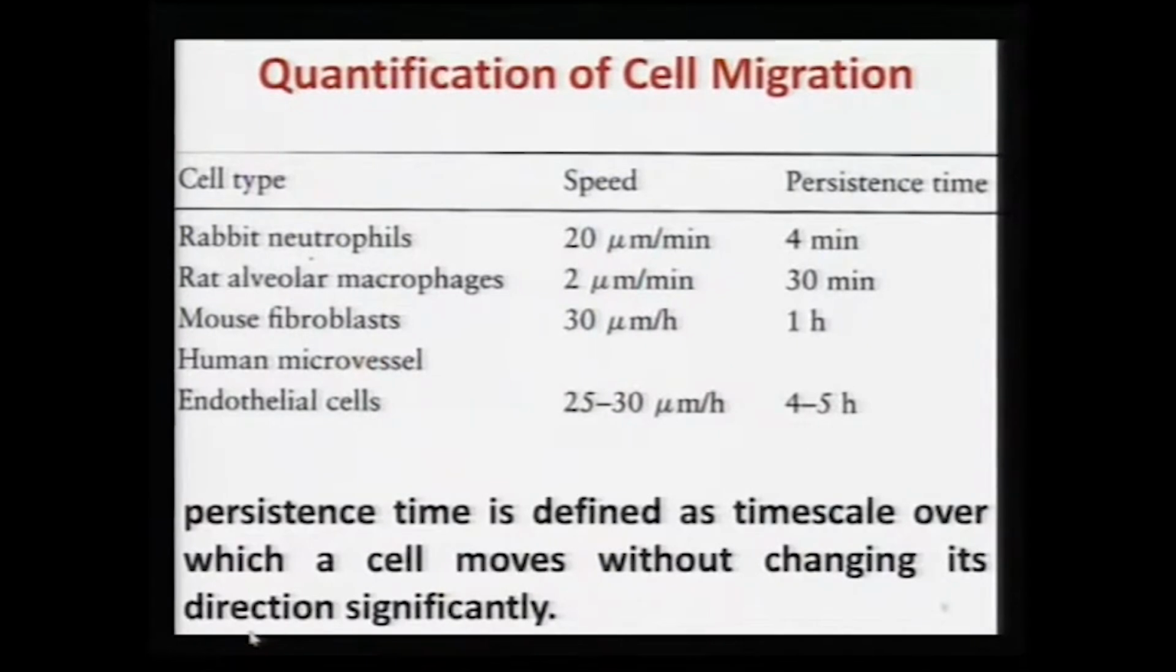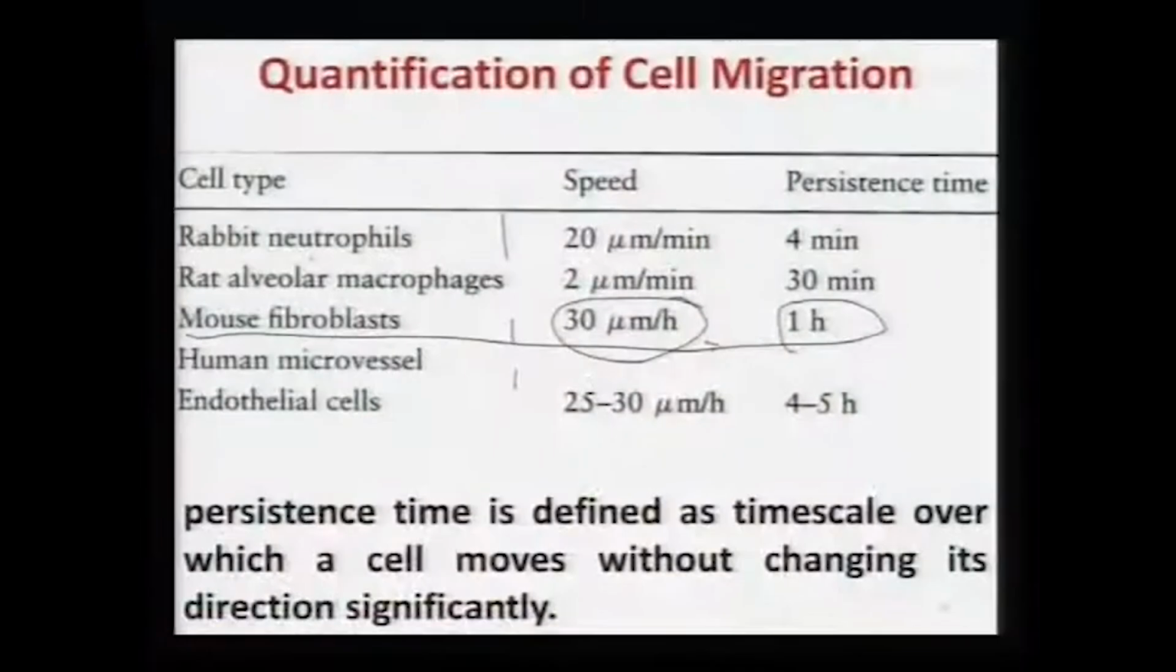So, a little bit of quantification of cell migration. Here is a table with different cell types. What are the typical values you can see? For example, mouse fibroblasts. What values do you get? You get a speed of 30 micron per hour. In terms of minutes, that is 0.5 micron per minute. That means in 1 minute a mouse fibroblast can move by 0.5 micron, that is half a micron. A micron is 10 to the minus 6 meter.